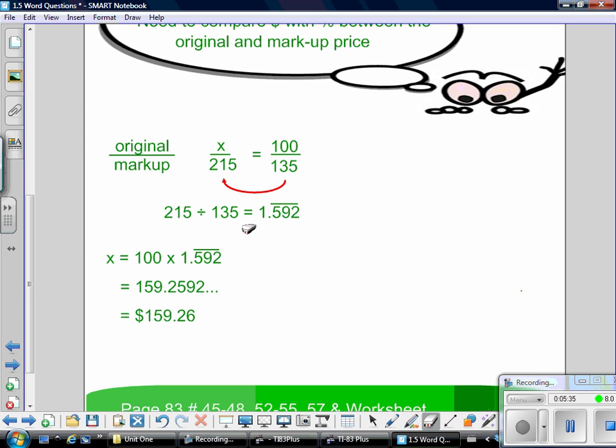That was the original price he had, and he marked it up to $215, which translates into a markup of 35%. So finally, a therefore statement. Therefore, the price before markup is $159.26.